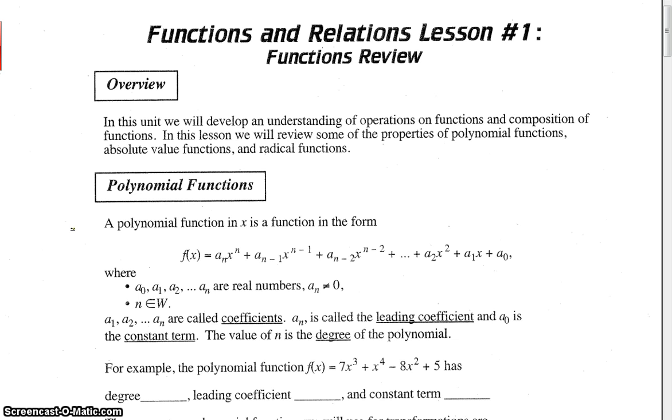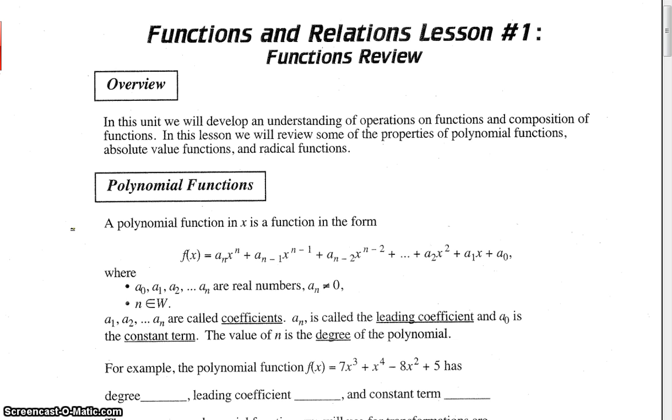First unit we're going to do is functions and relations, and that's important because so many of our units in Math 30-1 involve functions, so we're going to start off by reviewing some functions. In particular, we're going to be looking at polynomial functions, cubic, quadratic, linear, and absolute value functions, radical functions, and then we'll look a little bit at some function notation. This first video will probably involve the polynomial functions only.